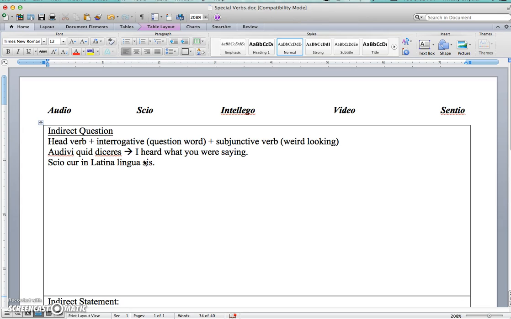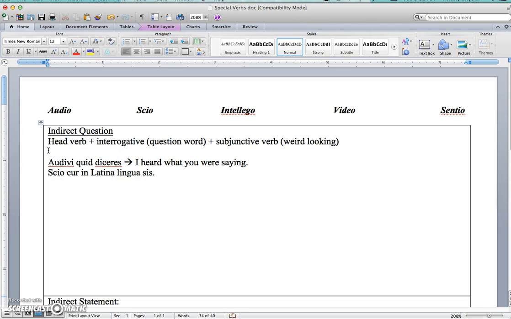So there are 3 parts to an indirect question, just like there are 3 parts to an indirect statement, but they're different pieces. So here I have them listed at the top. We want to start with a head verb, and like I said, that's where these 5 will come in. These are great head verbs. And then you have an interrogative word, like who, what, where, when, why. We're asking something with these words. And then we're going to have a subjunctive verb, which means they're going to be weird looking verbs.